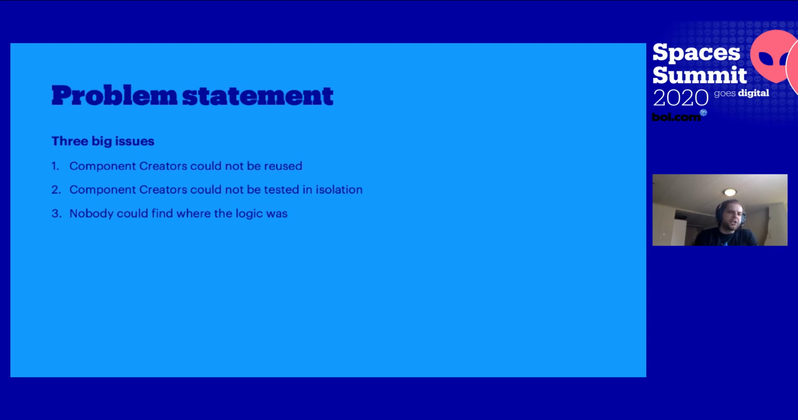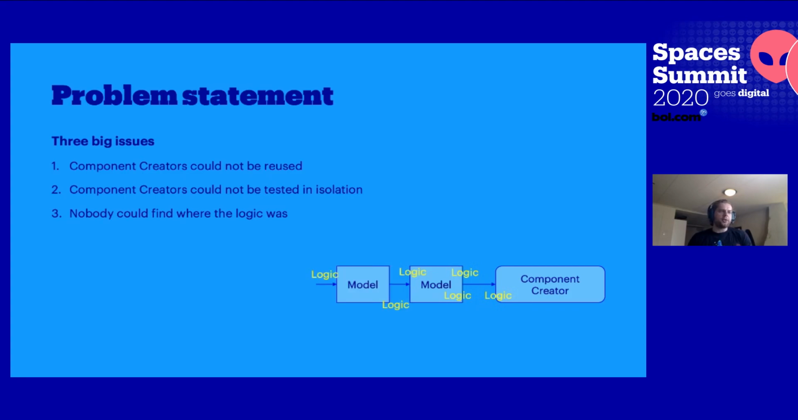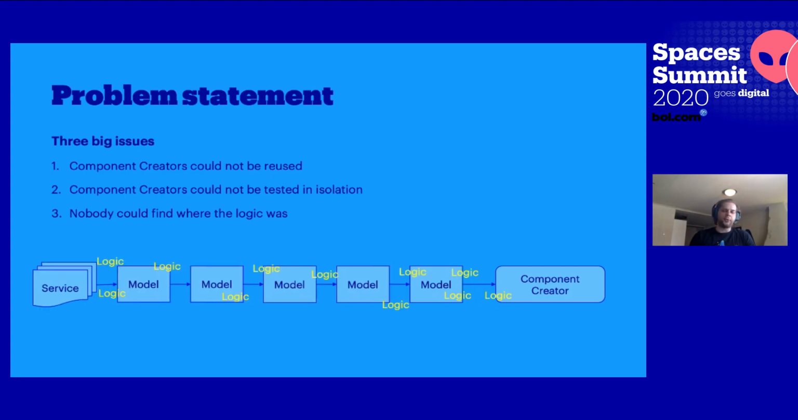So the situation that we would have is that we had a component creator, and the input for this component creator was a model, and the input for this model was another model, and the input for that model was another model, etc., etc. And every single conversion step, you just have a little bit of logic. Tiny bit of logic here, tiny bit of logic there. But this made it really hard to follow the entire chain of events.